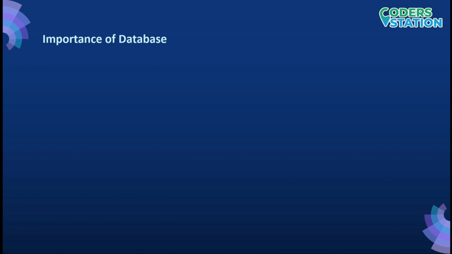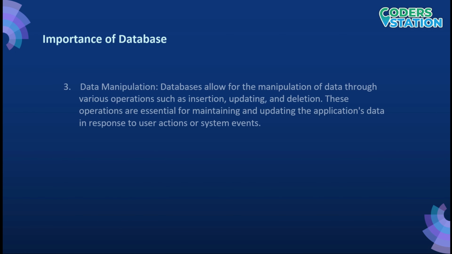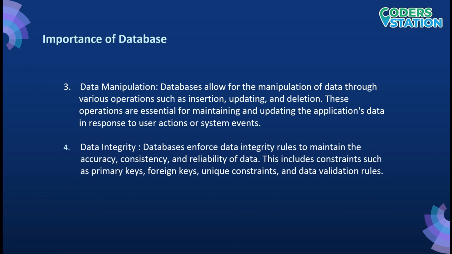Next is data manipulation. Database allows for the manipulation of data through various operations such as insertion, updating, and deletion. These operations are essential for maintaining and updating the application's data in response to user actions or system events. Then we have data integrity. Database enforces data integrity rules to maintain the accuracy, consistency, and reliability of the data. This includes using constraints such as primary keys, foreign keys, unique constraints, and data validation rules.